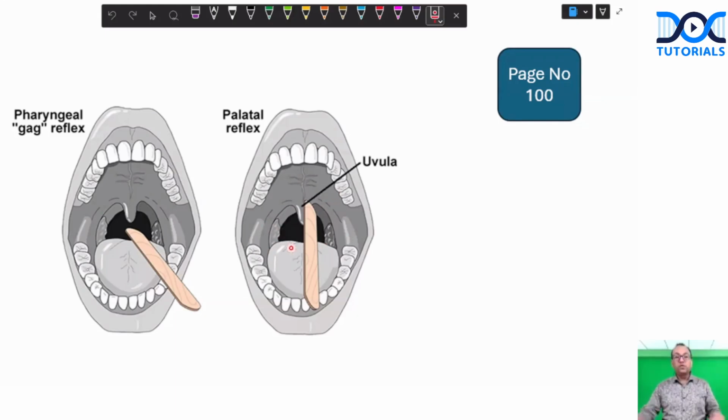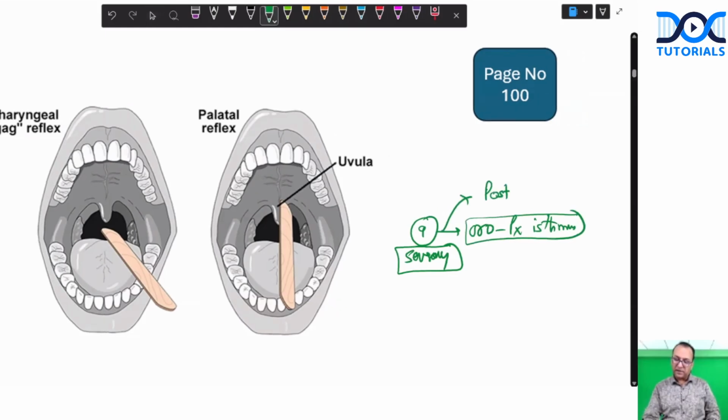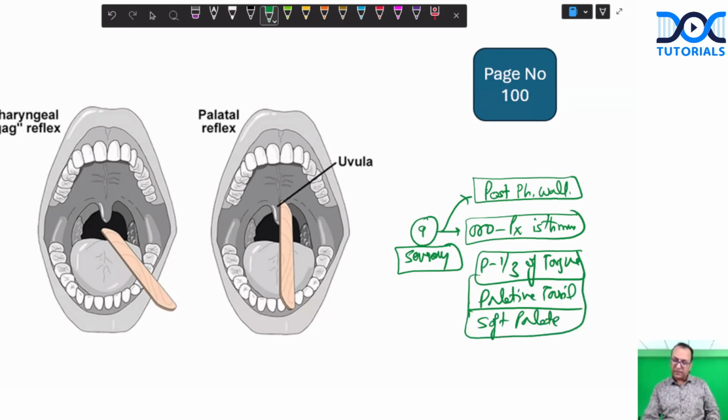So, what exactly are you trying to stimulate? What I'm trying to stimulate is the ninth nerve, because it is the ninth nerve which is sensory here, and it is the ninth nerve which will be supplying the oropharyngeal isthmus. Not only that, it also supplies the posterior pharyngeal wall. So, you are trying to stimulate either the posterior pharyngeal wall, or the posterior one third of tongue, which is at the isthmus. You could also stimulate the palatine tonsil, and the palate, soft palate. The point is, all this area is being supplied by the same nerve.